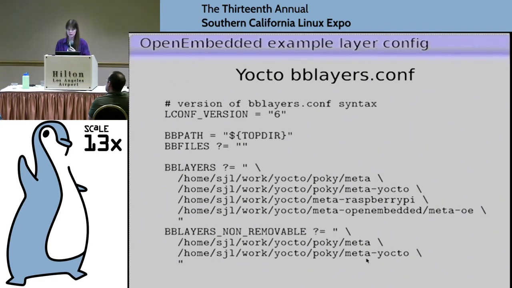So now here's a look at a sample bblayers.conf for the same little Raspberry Pi project, in fact. And you can see that these 2 layers are from the distro. These are maintained by Yocto. This one is for my specific board. And this one is the generic OpenEmbedded, which just has a ton of useful packages.